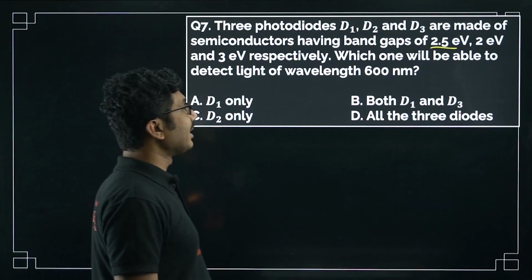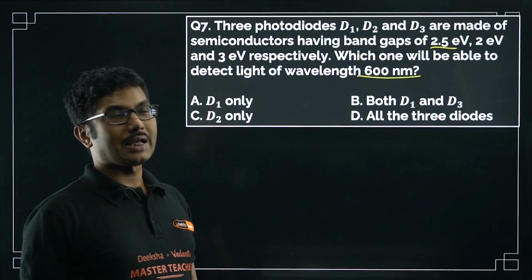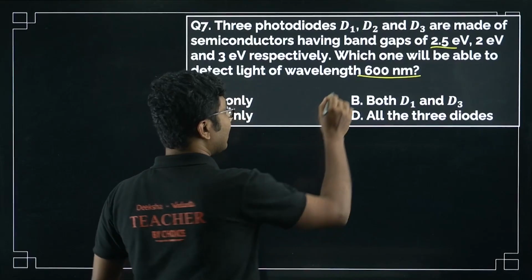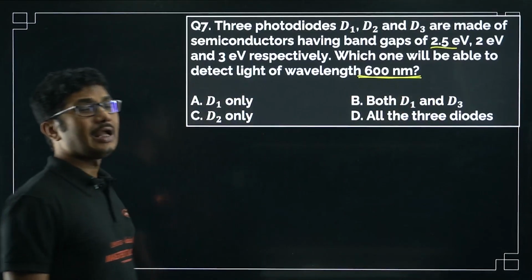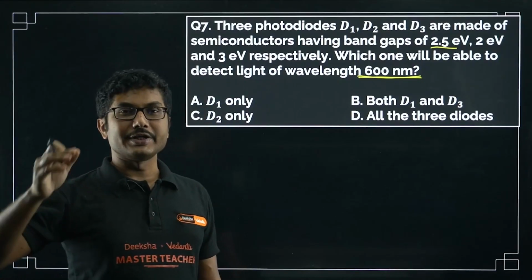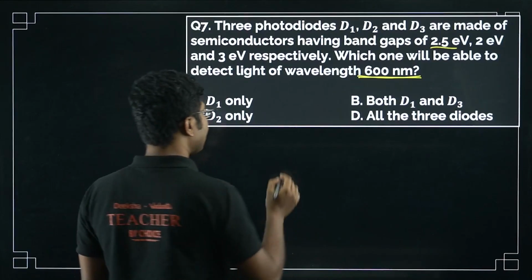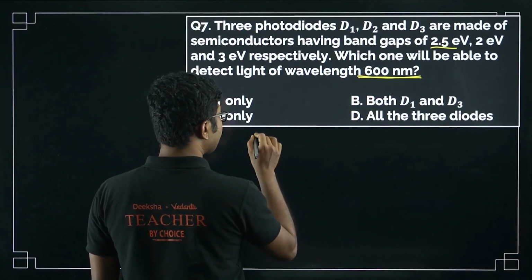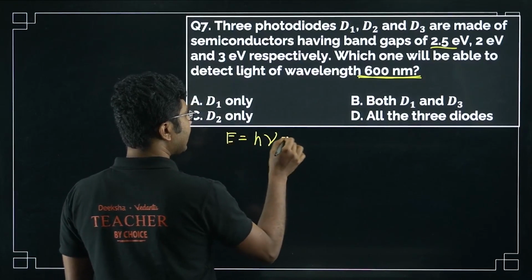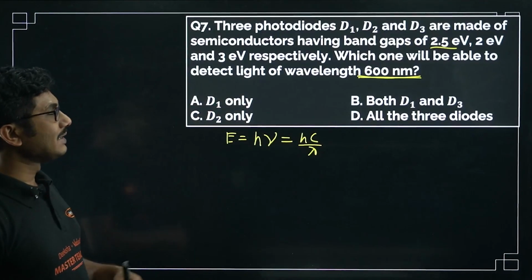So you have to find the energy associated with 600 nanometer, and then you have to be sure which one can measure. If it is falling greater than any value, the diode will not be able to measure it. If it is less than or in between any 2 values, then that diode can measure it. Let's see. So what is the energy associated with this? Energy associated is h nu, right? That is h c by lambda. Right, lambda is given in nanometers.